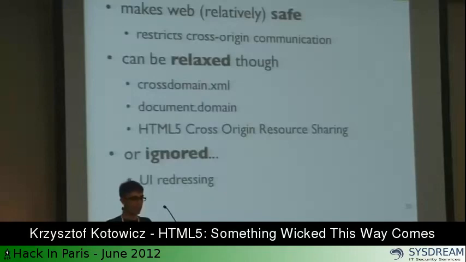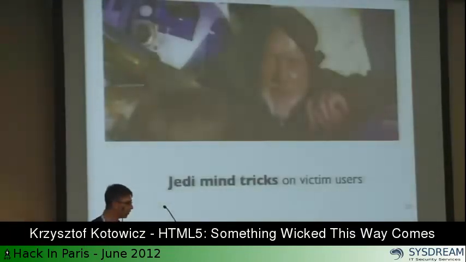Of course, the same origin policy can be relaxed, and there are several mechanisms for that. Cross-origin resource sharing is a mechanism that allows you to relax the same origin policy. But at the same time, the same origin policy can be ignored. You can simply use your users to bypass the same origin policy for you. So by requiring user interaction, you can abuse the users to perform actions that are forbidden because of the same origin policy. But UI redressing is a really hard term, and I don't like it at all. What I like to call those techniques is Jedi mind tricks, because that's what you are actually doing. You are playing Jedi mind tricks on the victim users.